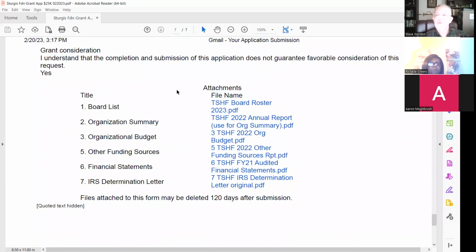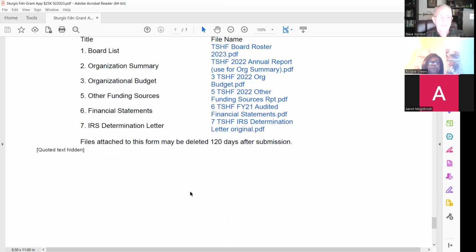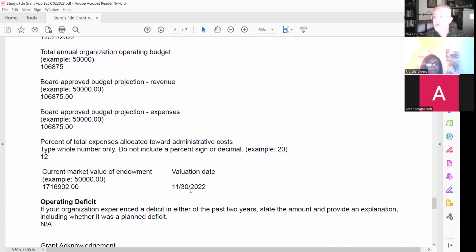And then they give you an index of all your attachments that you attached when you submitted the application. So they required a board list, an organizational summary, organizational budget, other funding sources, financial statements, IRS determination. We attached all those, and then we hit submit, and it just gave us a list of what we had attached. So that is a review of what a completed grant application looks like.